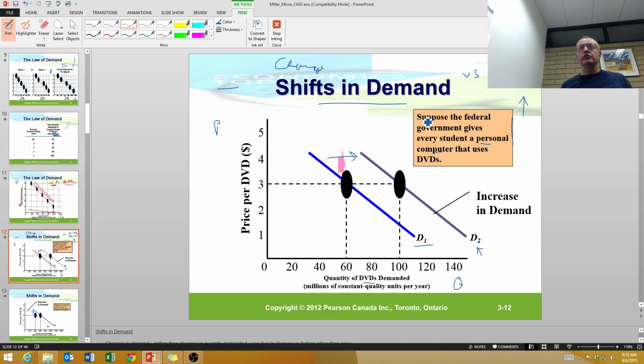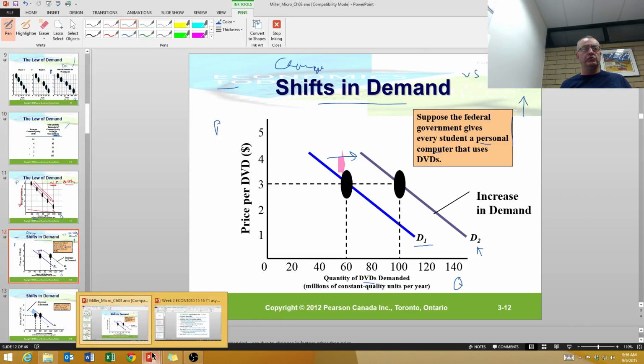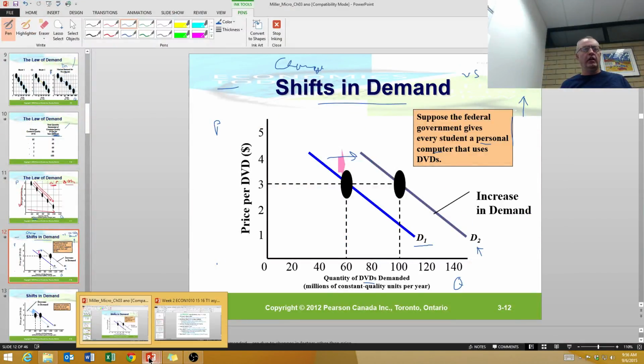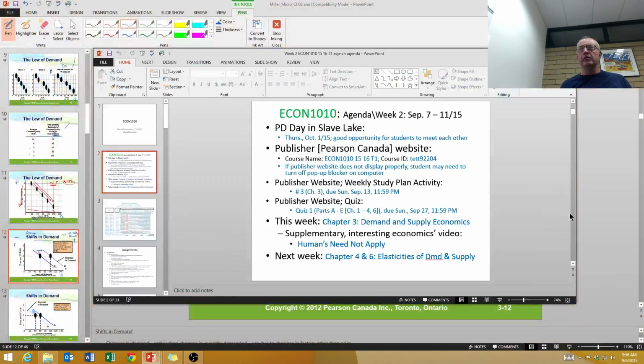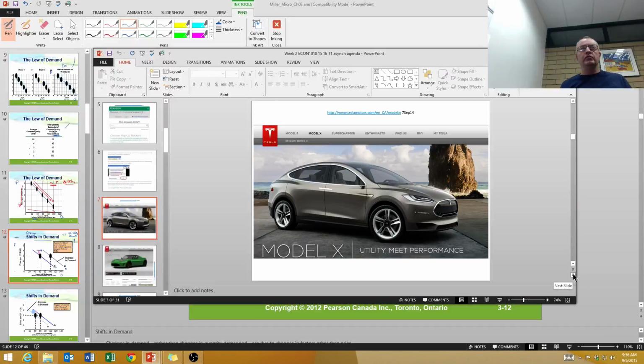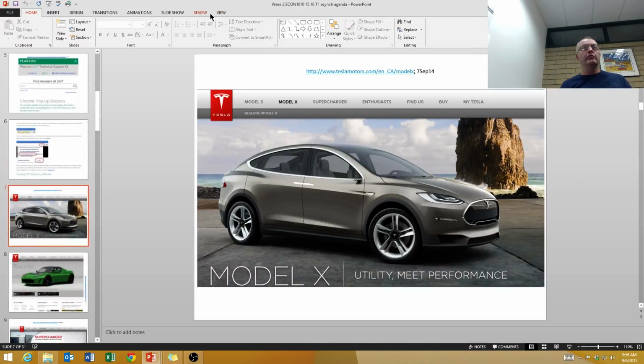So I have another example of this. This is an example from the real world, and of course we don't know that it's happening absolutely, but this is my speculation as to what's happening. So my example is Tesla. Most students, I believe, are familiar with the Tesla.